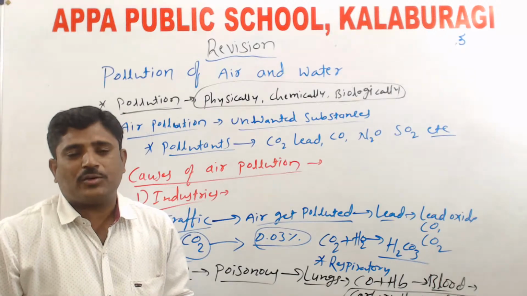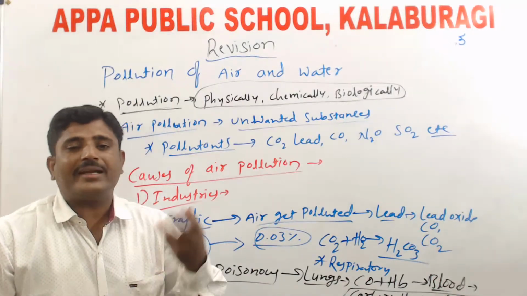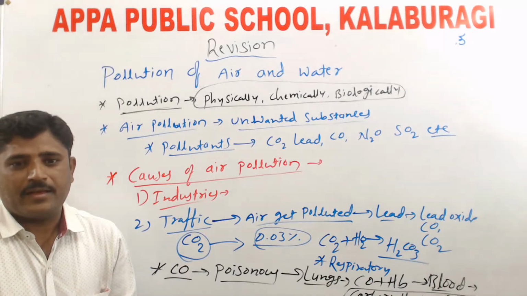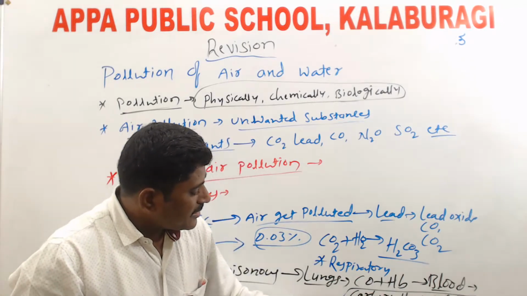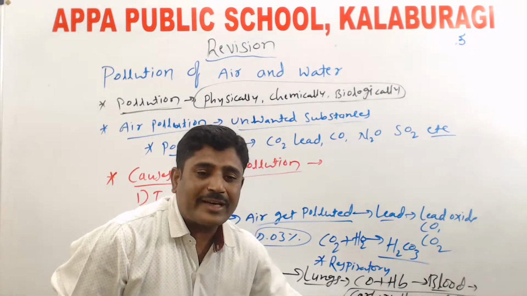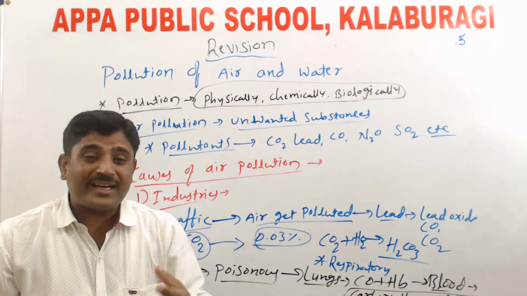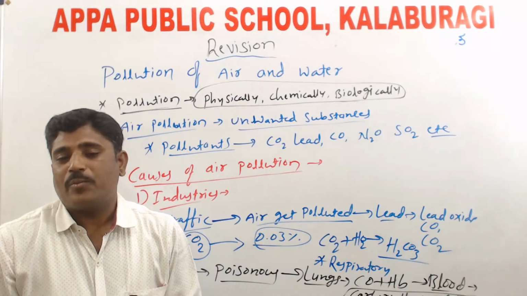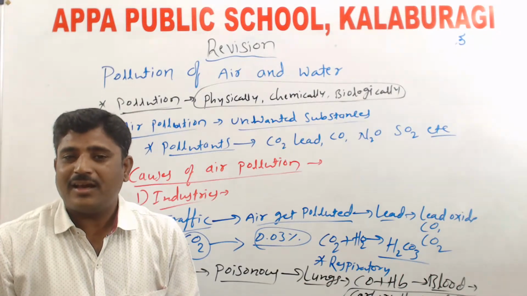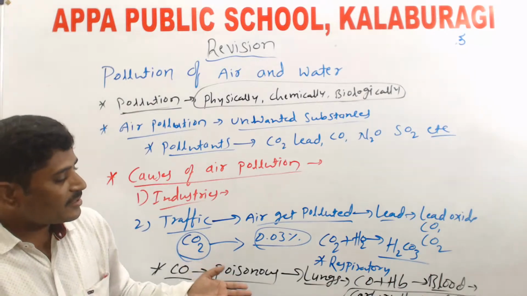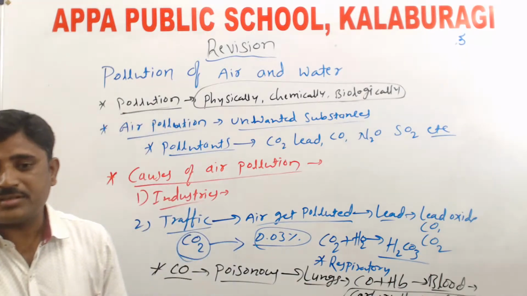Due to respiration only, we will get the energy. If there is no air, there is no oxygen, we will not get the energy. So this carboxyhemoglobin affects the respiratory system completely. We will not get a sufficient amount of oxygen. Indirectly or directly, there are chances of death also, isn't it?